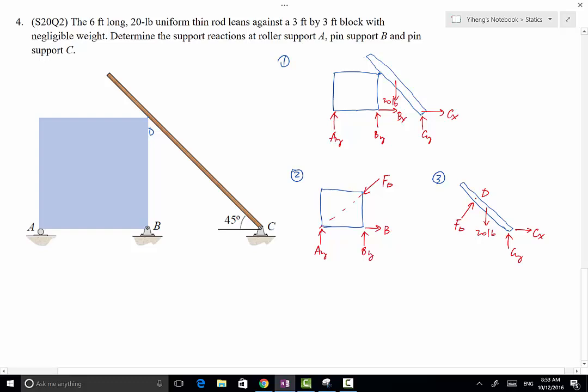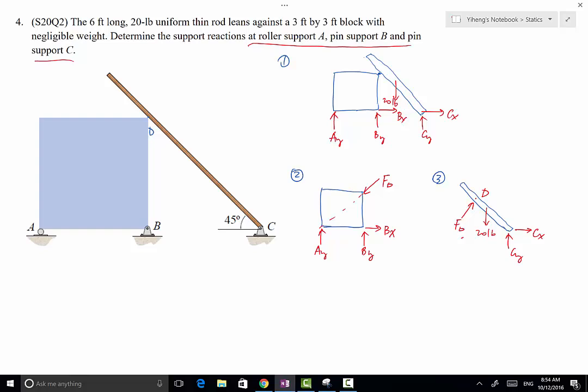So from free body diagram number 3, we only have 3 unknowns, and we can solve for all of them. But let's see if we can solve the problem without solving FD. Because remember, we were asked to solve for the support reactions at A, B, and C. So even though we can solve for FD as an intermediate step and then substitute it back into free body diagram 2 to solve for the rest of the 3 unknowns, that's doable. But let's just try to see if we can avoid solving FD in this problem.